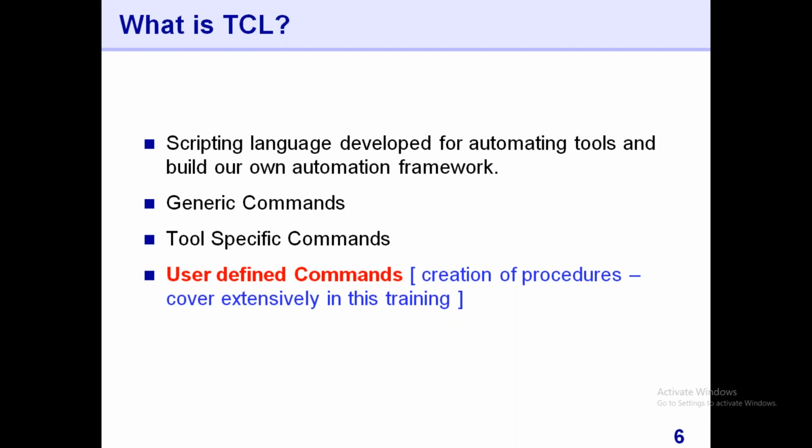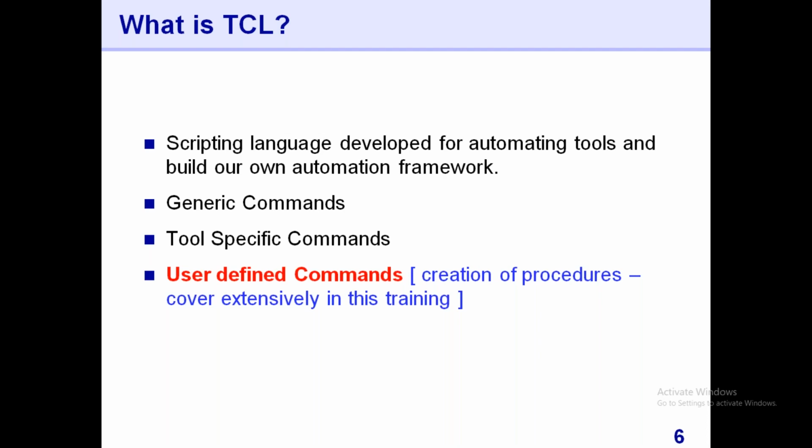So when we write any script, it will have some generic commands, which any interpreter can execute. The next one is the tool specific commands, which only certain tools will execute. So if you work on Innovus or ICC2 and want to execute your Tcl script, you have to use only the ICC2 commands. You can't take RedHawk or any other commands. The last one is the user defined commands.